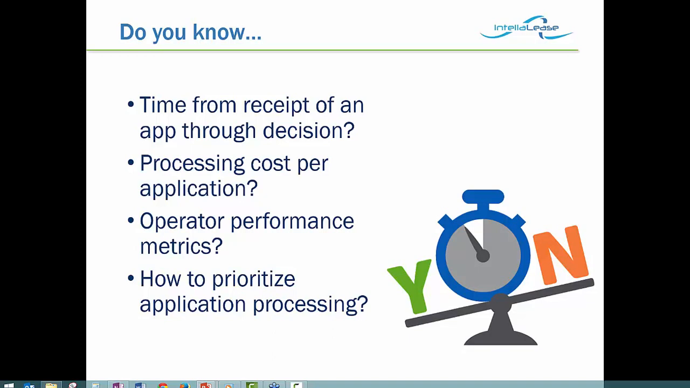The cost per application we've talked about. Individual operator performance metrics can have some impacts as to how you organize your team or how you prioritize your work, or human resource implications of maybe rewarding certain performance levels, etc. And I mentioned prioritizing application processing based on maybe an SLA that you have with a program partner or certain vendors that you want to give preferential treatment to for some reason or another. Some of that can be automated as well.